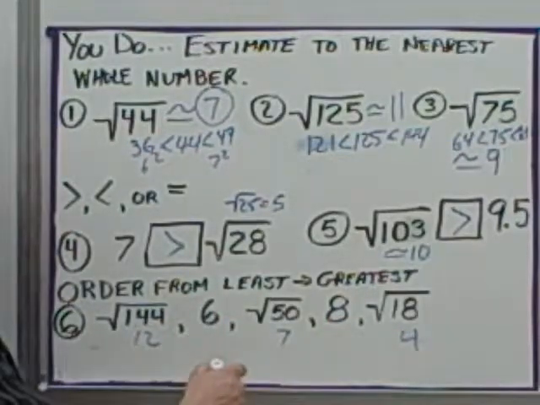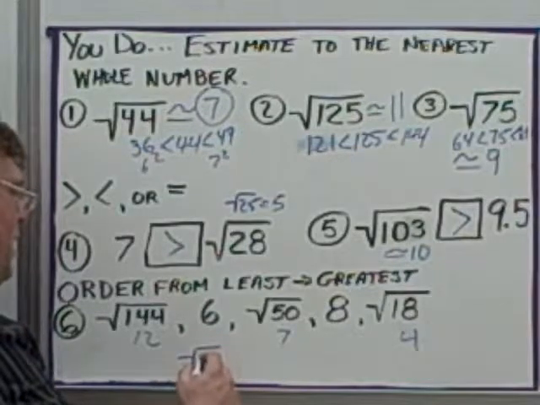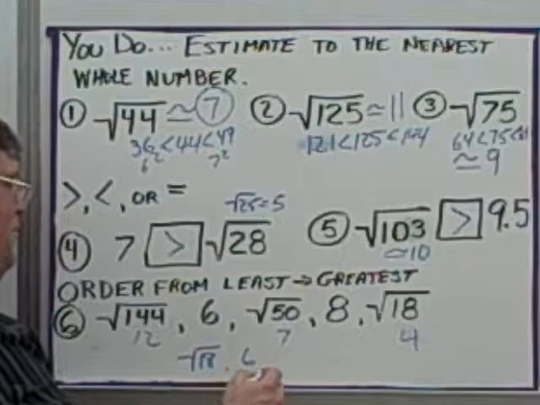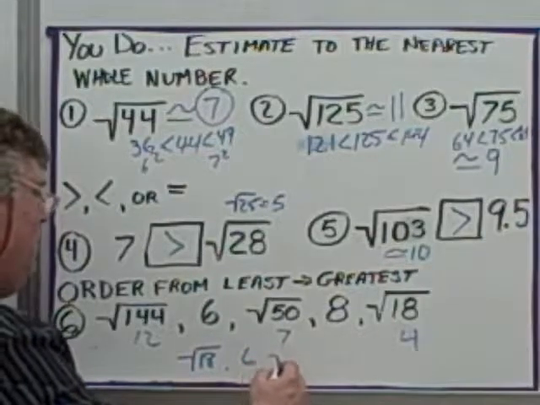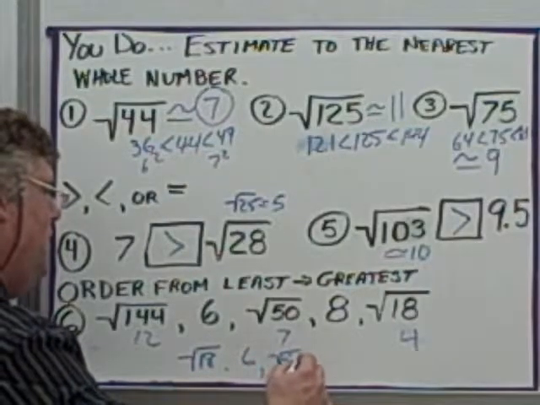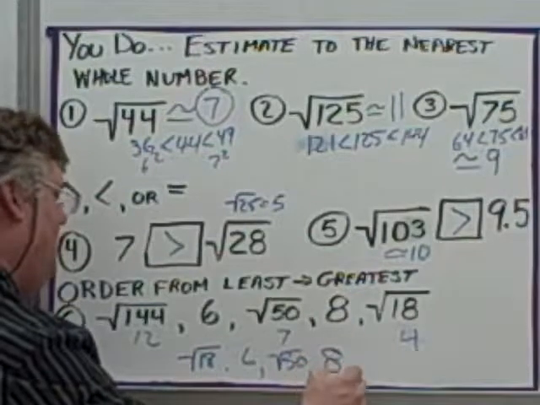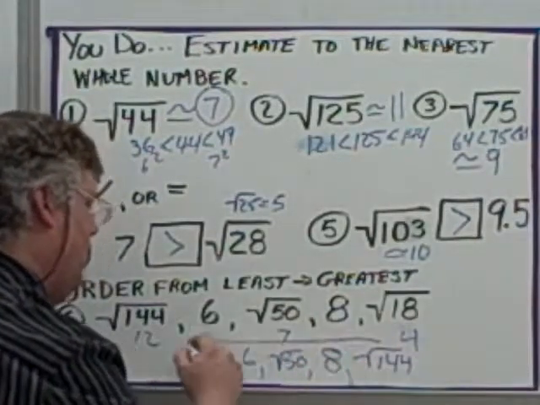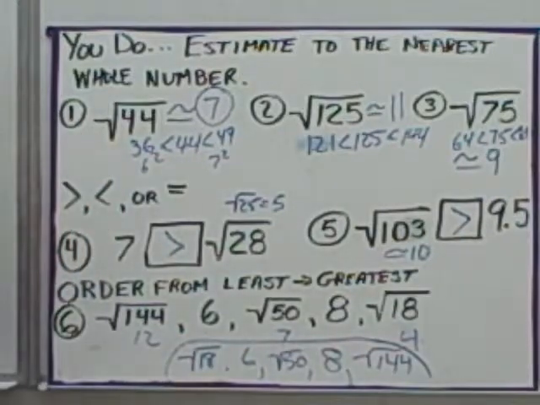So putting these in order, I would have square root of 18 is the smallest. Then I would have 6. Then I would have the square root of 50. Then I would have 8. And then I would have the square root of 144. And that's my answer on that one.